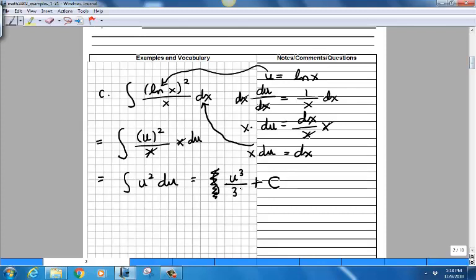Now, I'm not quite finished yet. I'm happy to be this far, but I'm not quite finished yet, right? Because my original problem involved the variable x, not the variable u. So now I'm going to have to sort of undo the substitution that I did originally when I substituted natural log of x for u. Well, that's very easy to do, right? Because u is natural log of x. So wherever I see u, I'm going to write, instead of u, natural log of x. So I have natural log of x cubed over 3 plus my constant, and that is the antiderivative.